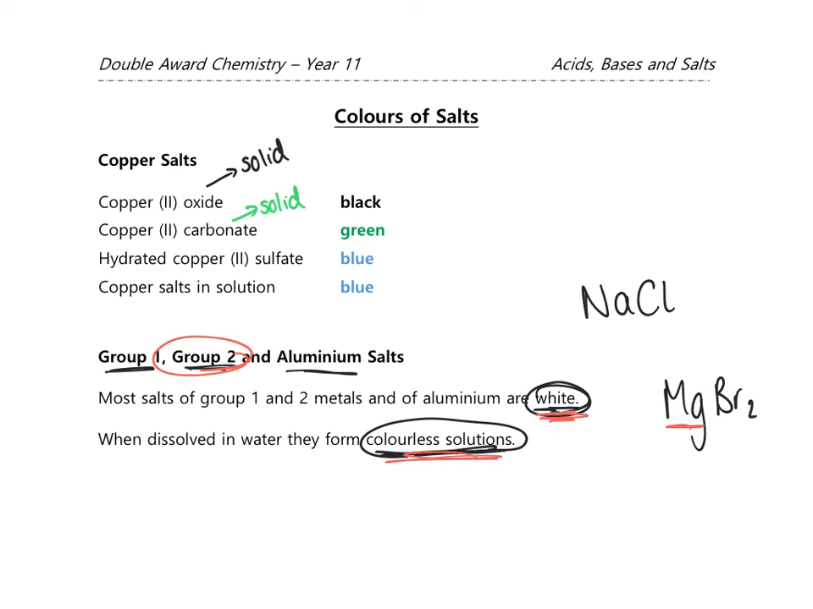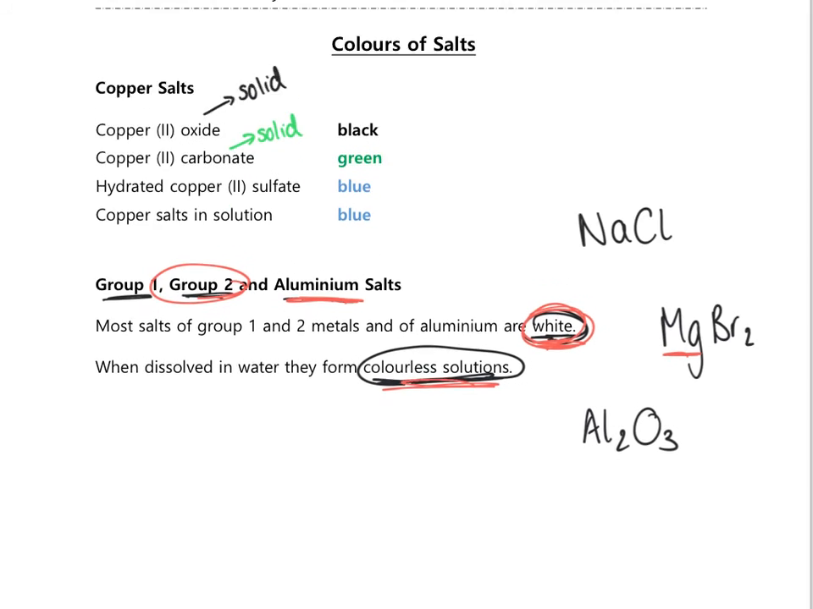What about if it was aluminium oxide, Al2O3? You think, I don't know what colour aluminium oxide is. Well, what I do know is that aluminium salts are all white, and so aluminium oxide must be white. And when I dissolve it in water, it must form a colourless solution. So those are general rules that you're learning for group 1, group 2 and aluminium salts, but you need to be able to apply them to specific examples. So that's the end of this topic.